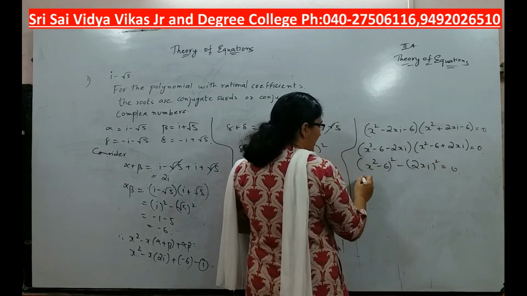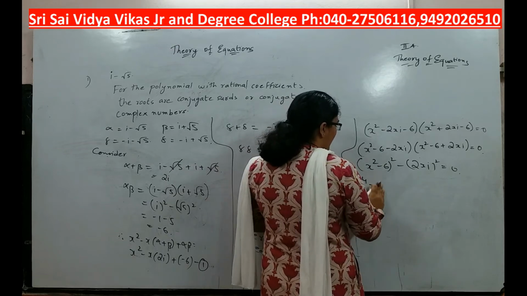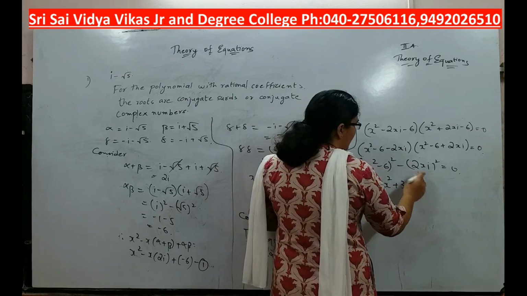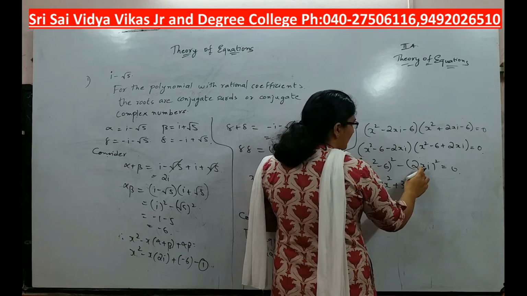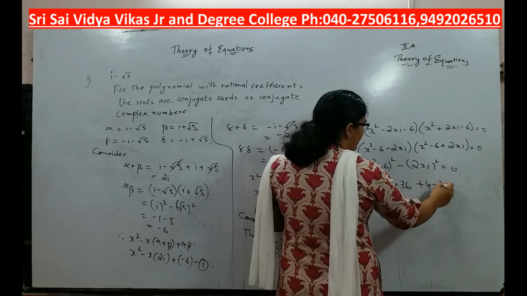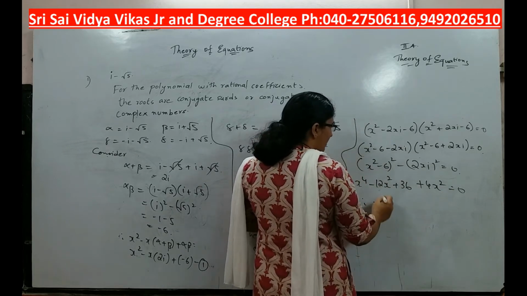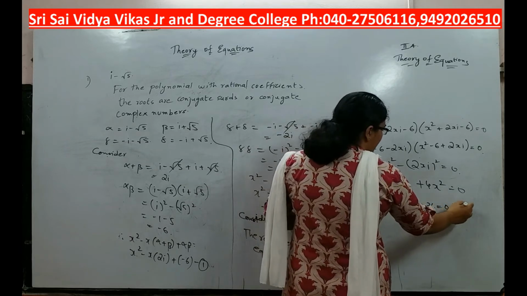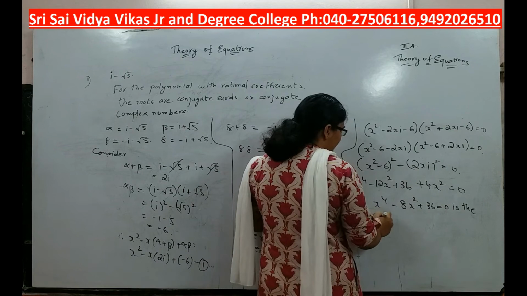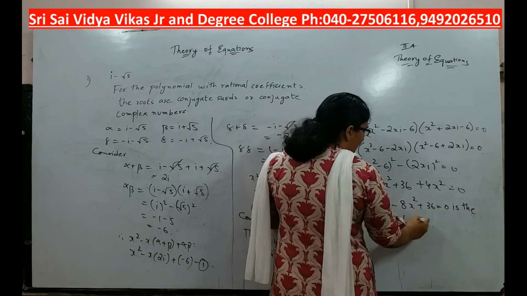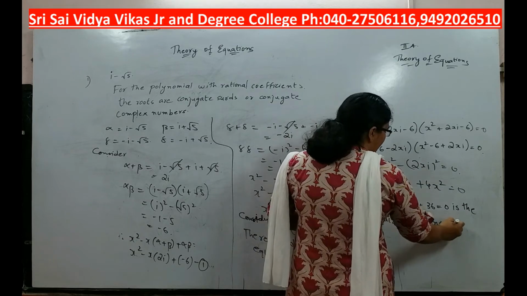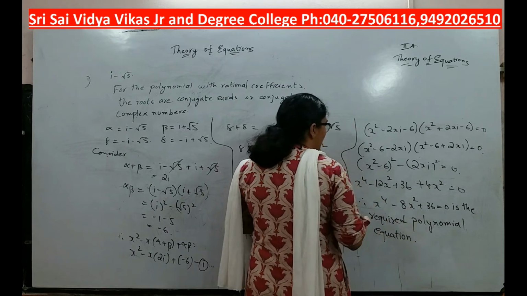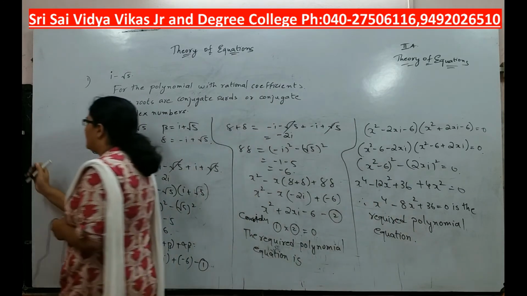So this can be written in the form of x power 4 minus 12x square plus 36 minus, this is 2 square 4, 4x square, i square is minus 1, so you have plus 4x square is equal to 0. Therefore x power 4 minus 8x square plus 36 is equal to 0 is the required polynomial equation.